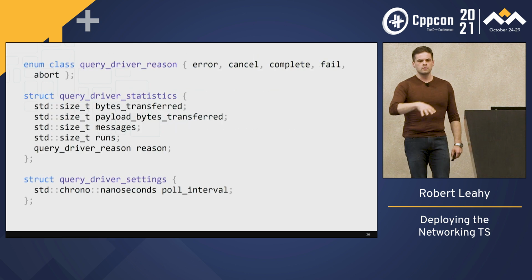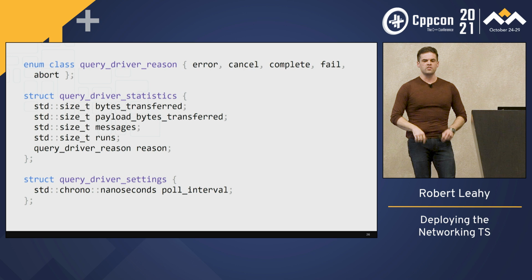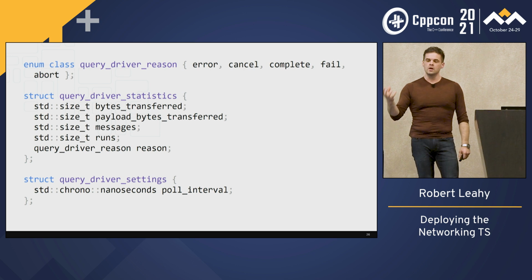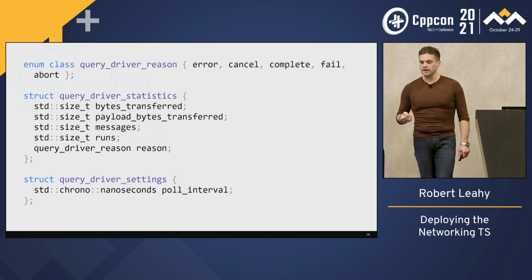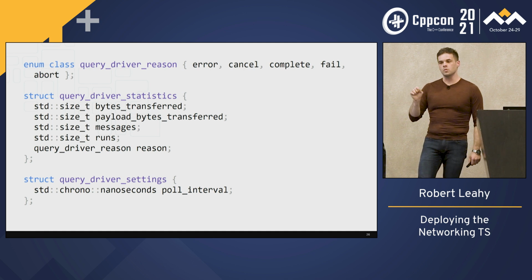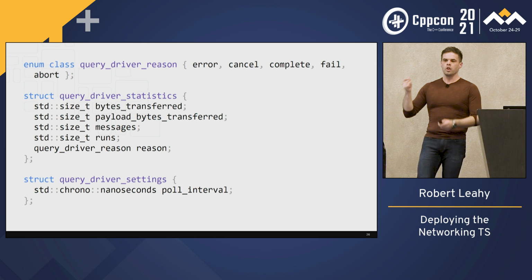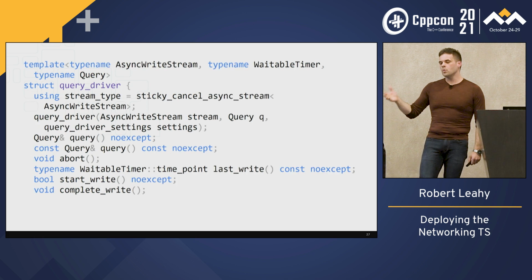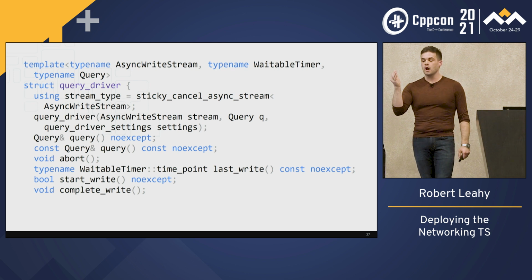Which brings us to the lower level, which underlies both of these high-level asynchronous operations. The query driver, which actually manages the components of the system and manages the query. Of course, it has a reason and a statistic structure. This is getting old by now. But it also has a setting structure, which is a structure for the same reason statistic structures are structures. If I want to add settings later, I don't want to break all of my users by changing a bunch of function signatures. And so we look at the design of the query driver, and it's templated on a write stream, a waitable timer, and a query.